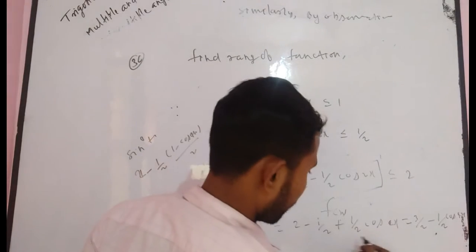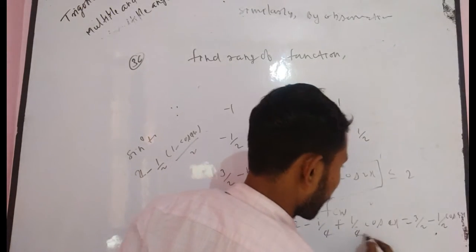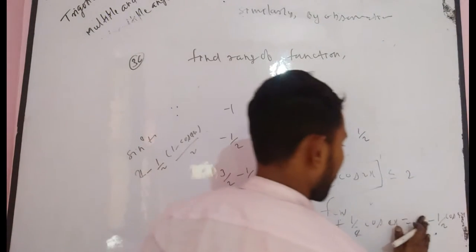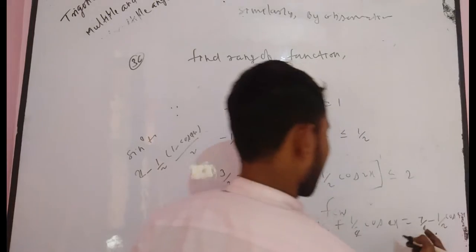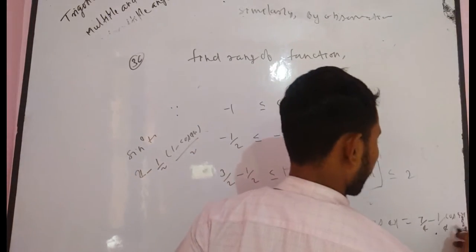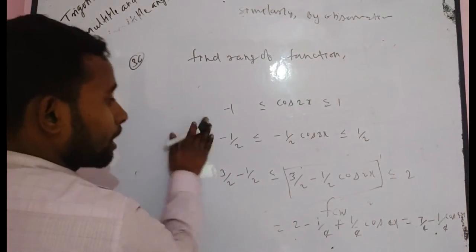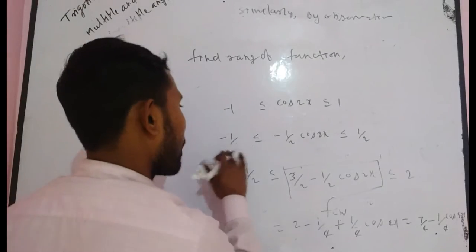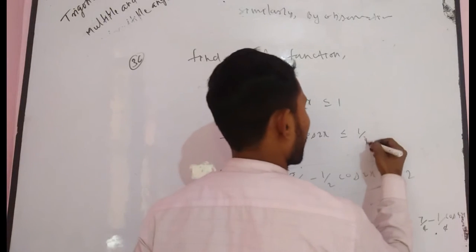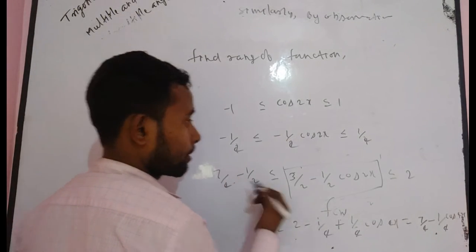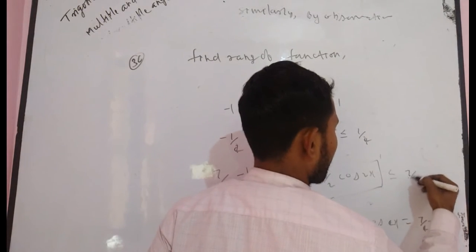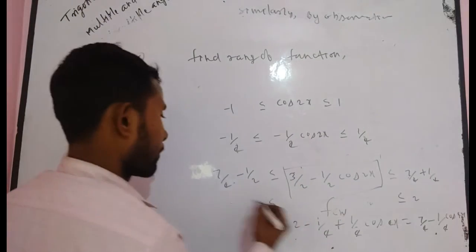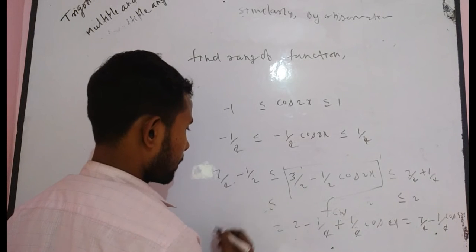I forgot it. And if you take it, then it becomes 1 upon 4, and it becomes 7 by 4 minus 1 by 4 cos 4x. Now we have to do this process. If you multiply, it becomes 1 by 4. And we have to add 7 by 4 on both sides. If you add 7 by 4, it becomes 7 by 4 plus 1 by 4. In that case, it becomes 2.